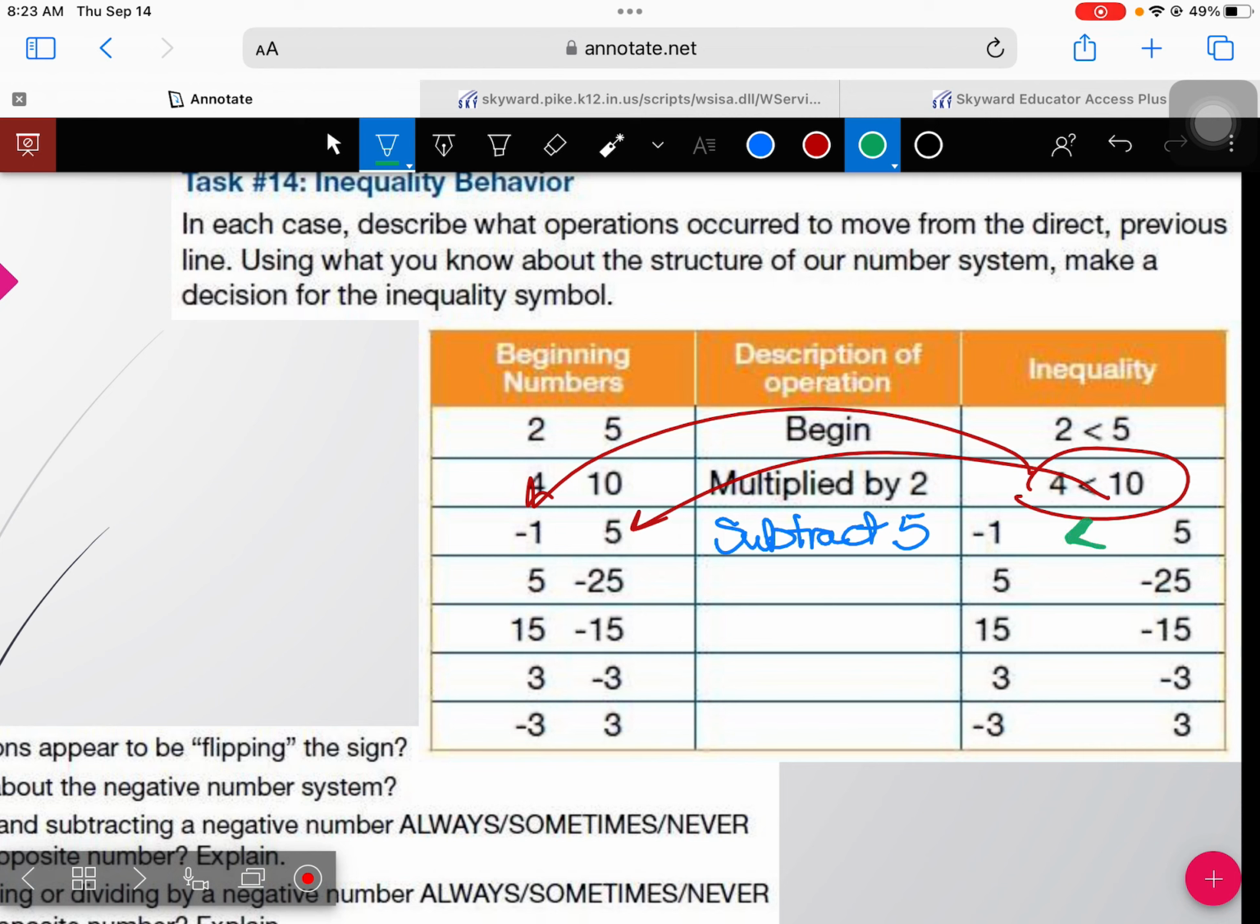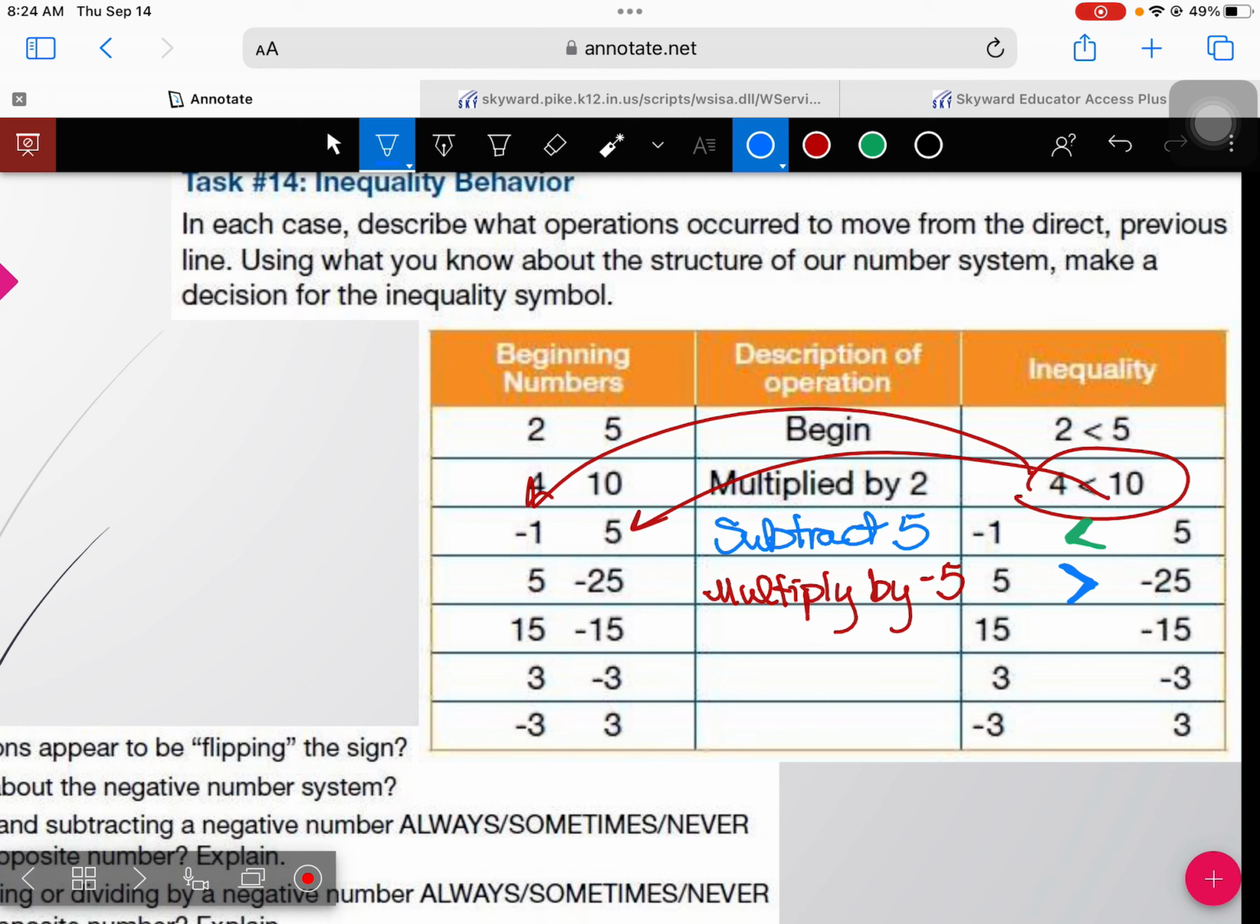How do I get from -1 and 5 to 5 and -25? Multiply by, you said -5? Yes. And when you multiply by -5, what happens in the inequality on the right? Greater than. Oh, that's kind of interesting.